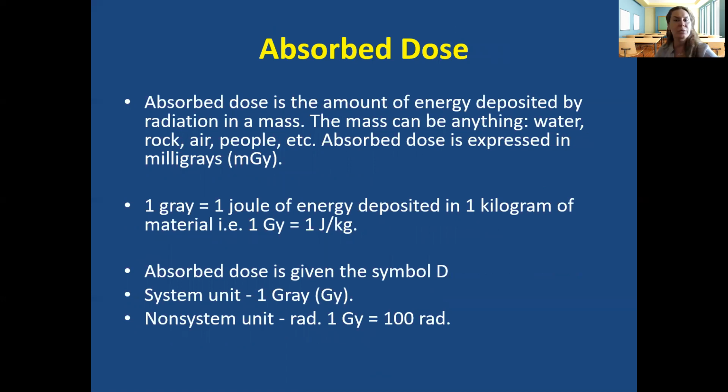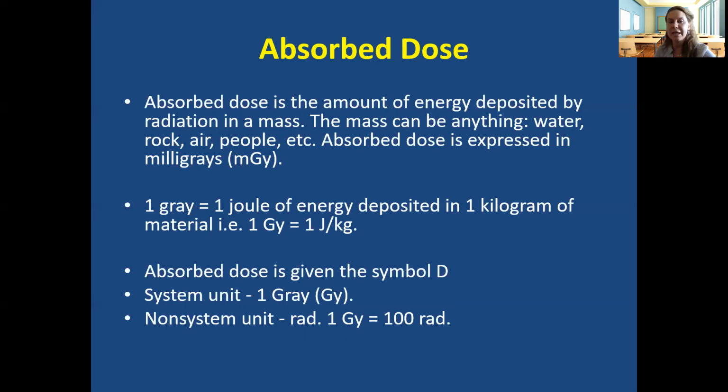Absorbed dose. It's a very important part because with this dose we are working when we treat a patient with cancer diseases by external radiation therapy. Absorbed dose is how much radiation dose we give to the patient and the patient takes after our treatment. So absorbed dose, what does it mean? The amount of energy deposited by the radiation in a mass. The mass can be anything: water, rock, air, people, and so on.